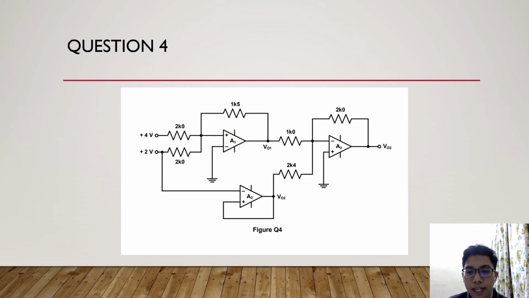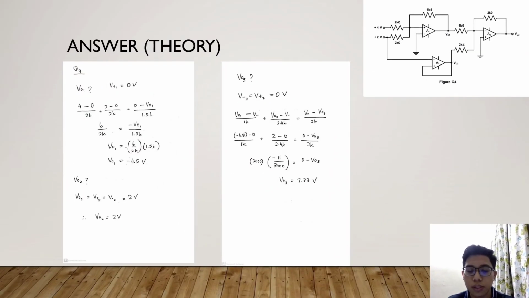Alright, so this is the last question, which is question 4. The question requires us to find the values of V output 1, V output 2, and V output 3. So how do we get that? This is the answer in a theory or calculation method. First, we have to find the value of V output 1. How do we find that?